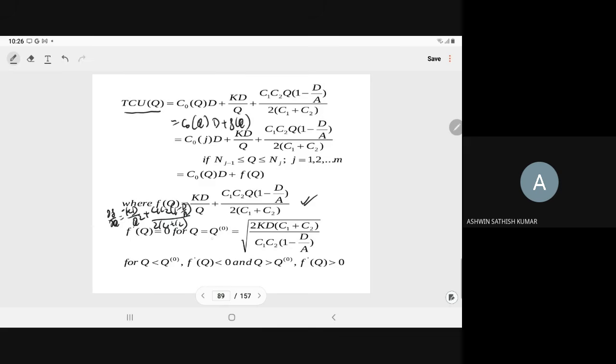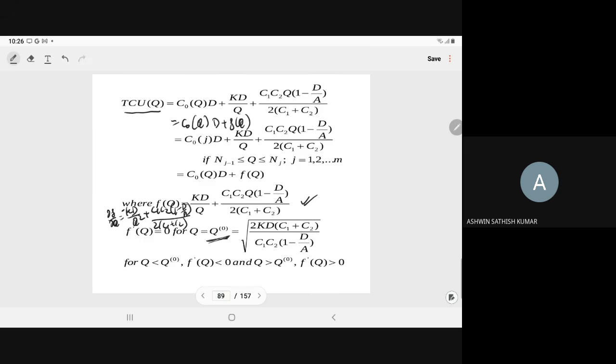So from here the q will come. I am not saying it is the q star; it is the optimal q for the fq, not for tcu, right? It is the optimal q only for the fq. So q naught will come, which I am representing as q naught.